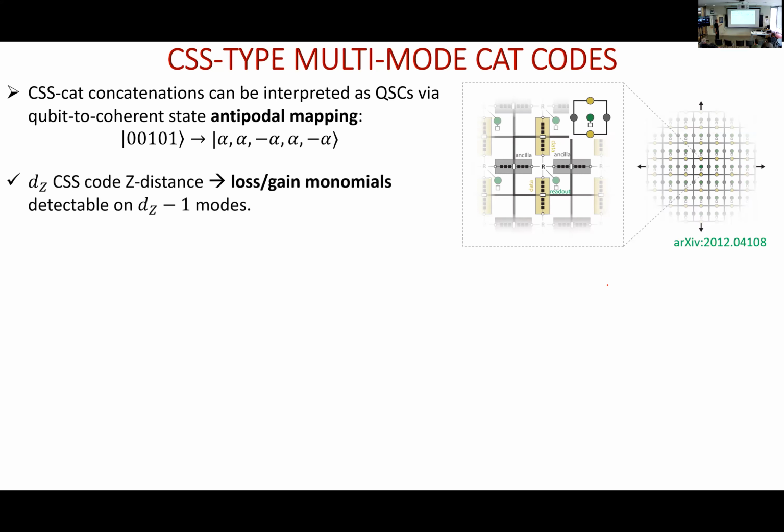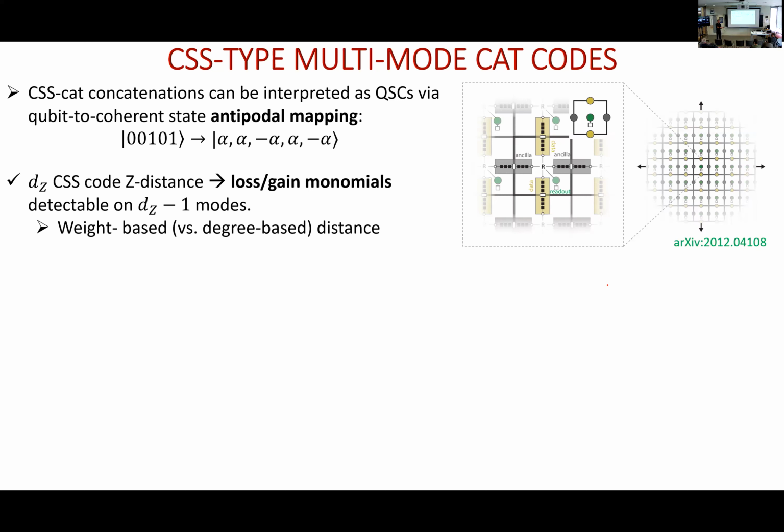And you can do this antipodal mapping to any CSS code. This is a large family of qubit-based error correcting codes that include the surface code, but also many, many other codes. And applying this thinking of concatenation this way, you can show that you can detect certain potentials on the sphere using the properties of the original CSS code when you embed it in the continuous variable bosonic space this way. So the CSS code comes with its own distances, the number of Pauli X errors that can be detected, or the number of Pauli Z errors that can be detected.